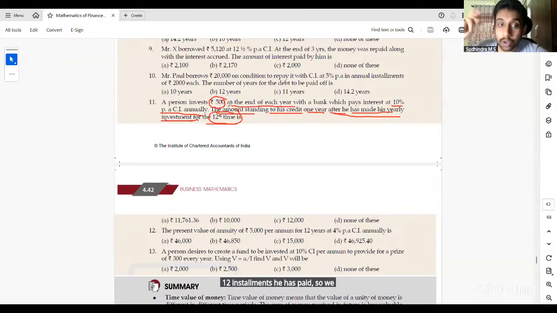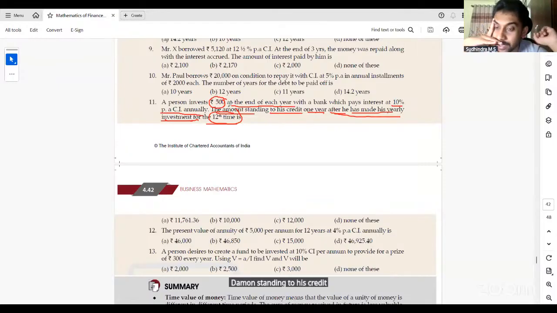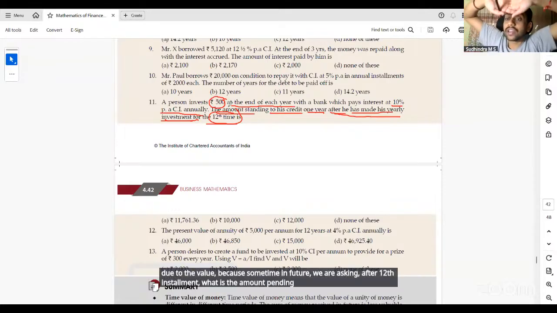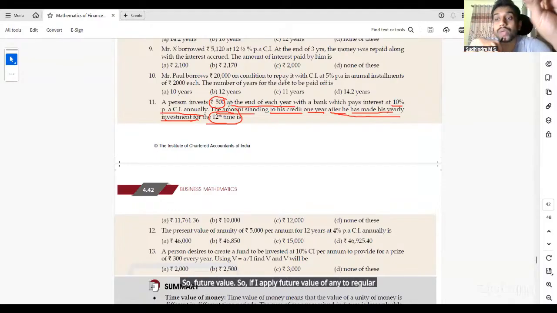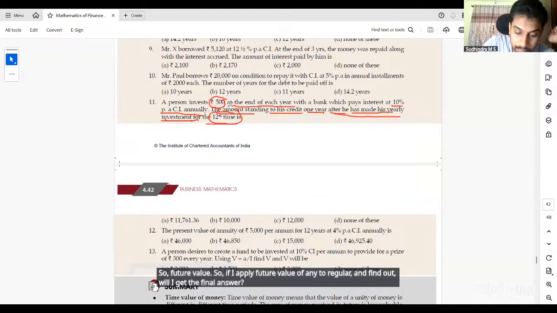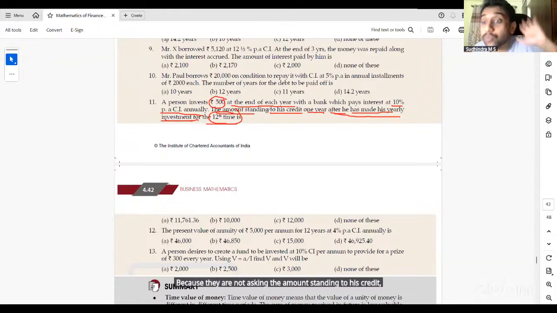So what are we supposed to calculate? The amount standing to his credit means present value or future value? Samruddhi? Future value, because sometime in future we are asking after the 12th installment, what is the amount lying? So future value. So if I apply future value of regular annuity and find out, will I get the final answer? No, sir. Why no? We get the annuity amount, because they are not asking the amount standing to his credit right after his 12th installment.